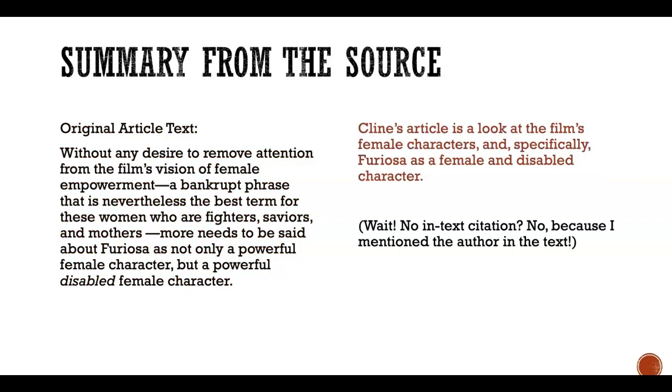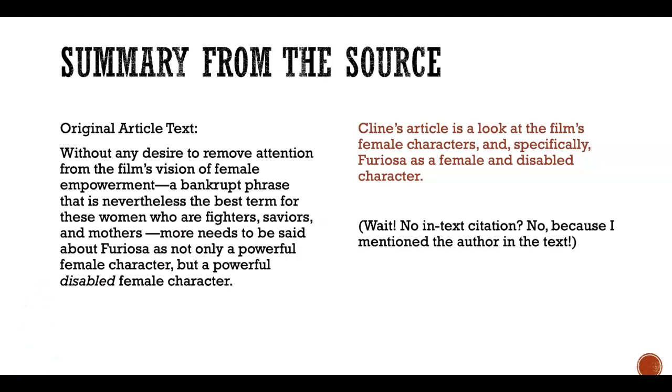And then, of course, the last one is summarizing a text. This, of course, is the same original article. And I put here, Klein's article is a look at the film's female characters, and specifically Furiosa as a female and disabled character. And you might go, wait a minute, you didn't put that citation thing at the end. No, I didn't, because I've already mentioned the author in the text. If I do that, I don't have to include their name after. If there was a page number, I could go ahead and include that. But once again, this is something that I found online.